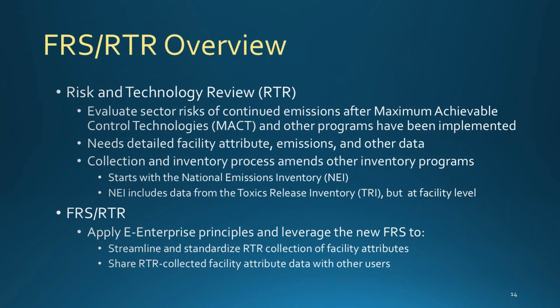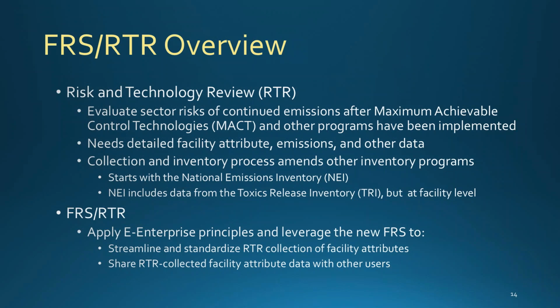And to create those modeling files, the RTR program does its own inventory collection processes, usually with spreadsheets, and amends other available information, such as the National Emissions Inventory data, which is used as a starting point. The NEI data often includes data from the Toxics Release Inventory, or TRI, but it's summed up to the facility level by TRI, and so it wouldn't be detailed enough for RTR. That information needs to be augmented to support the RTR program. And to do that, a lot of data is collected that we want to be available to other programs, but currently that's not the case.